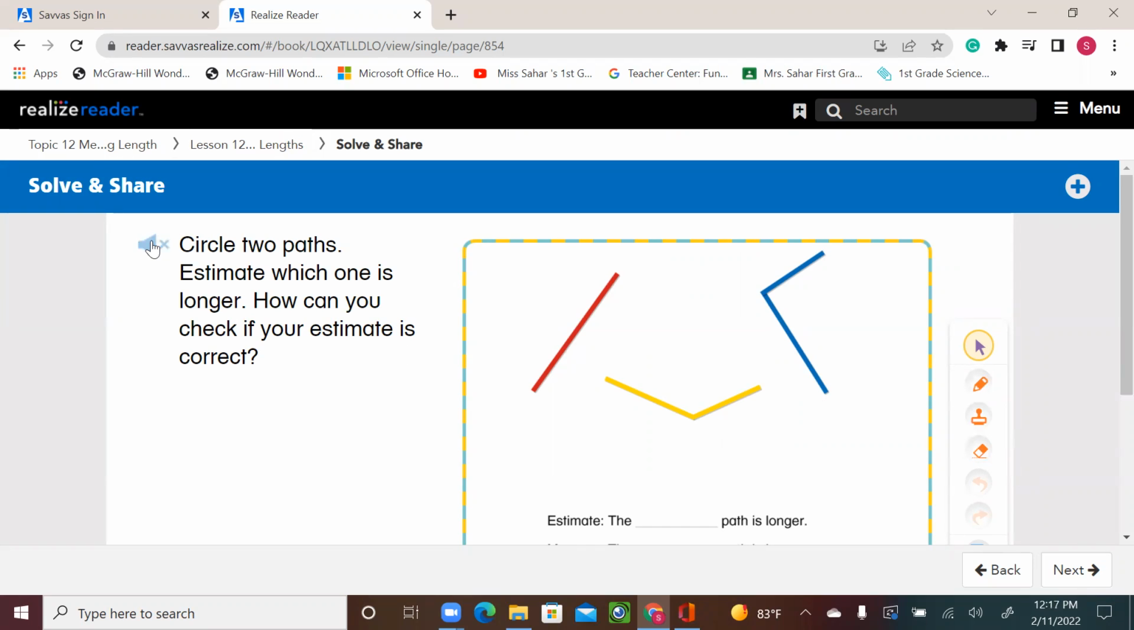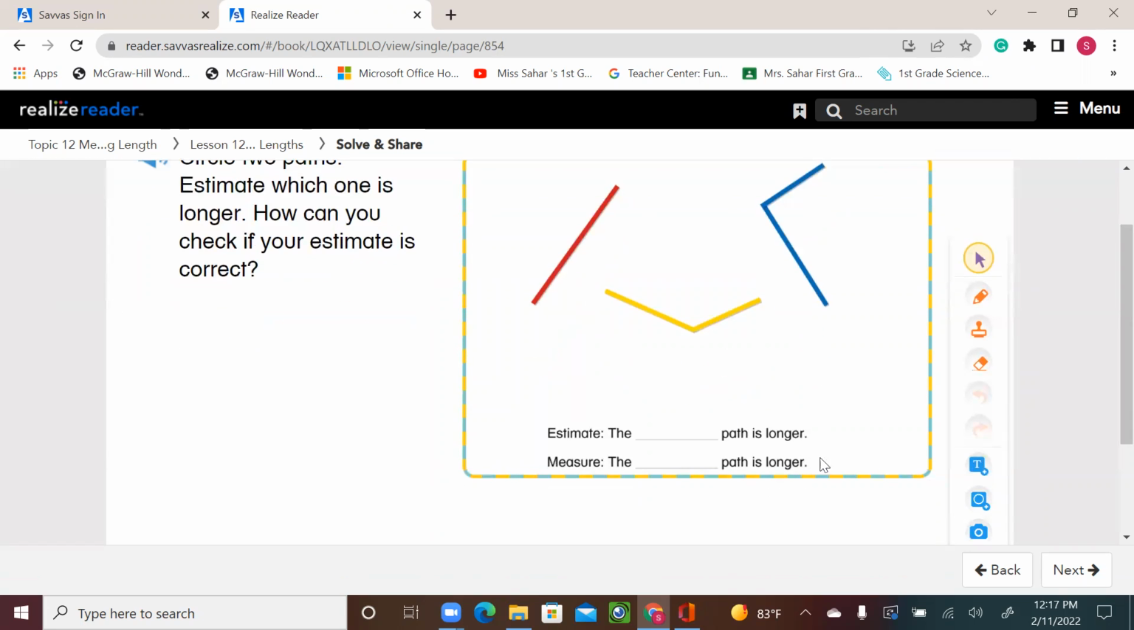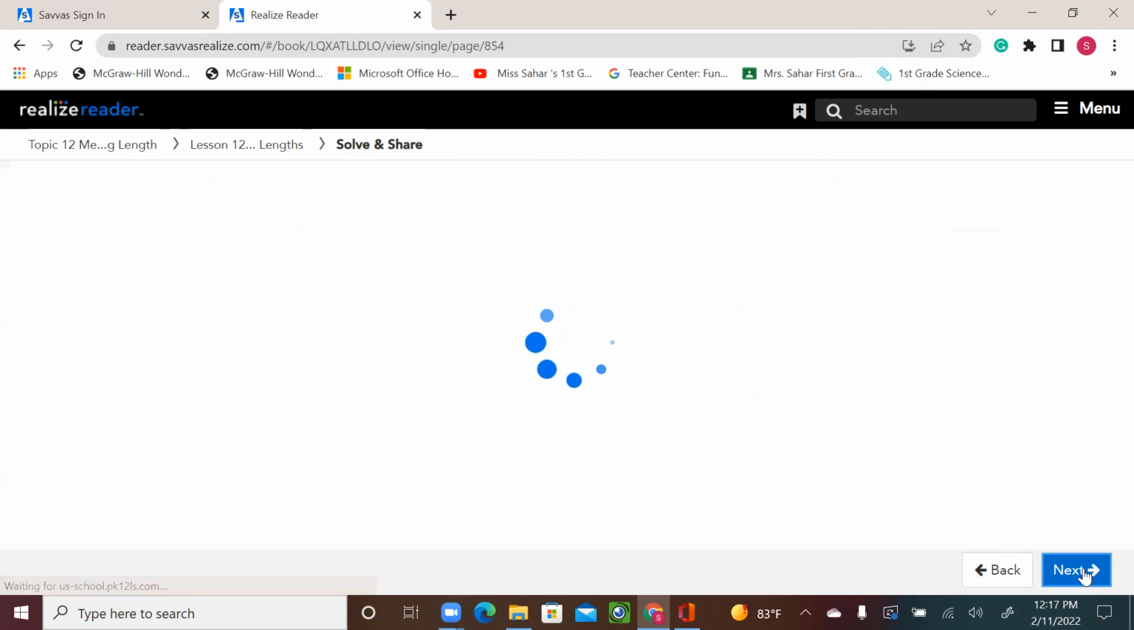Let's see what we have here. Circle two paths. Estimate which one is longer. How can you check if your estimate is correct? All right. Remember, when we say estimate, it means just think or guess which one is closer to longer or shorter. Okay, let's watch our video.